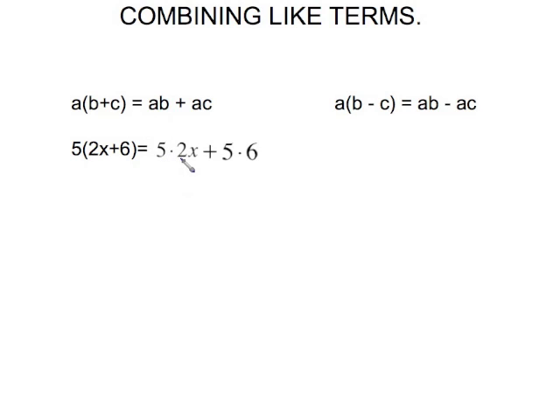Now it's time to do arithmetic. 5 times 2x, we can do 5 times 2, which is 10x, and then 5 times 6 is 30. These two expressions are equal. They are just in different form. This is in factored form. This is where we have simplified and gotten rid of any parentheses. That is using the distributive property.